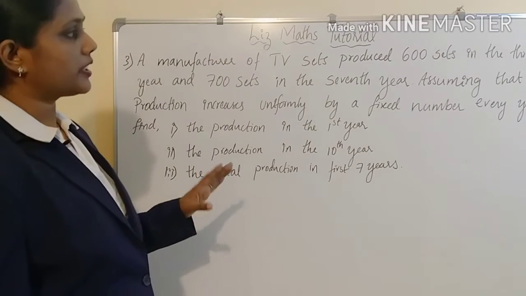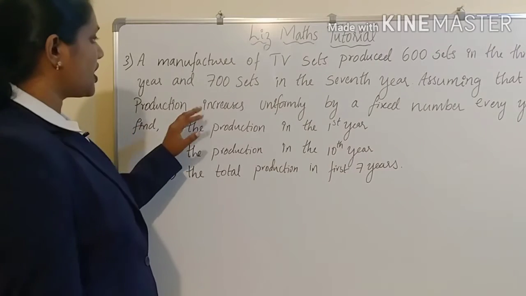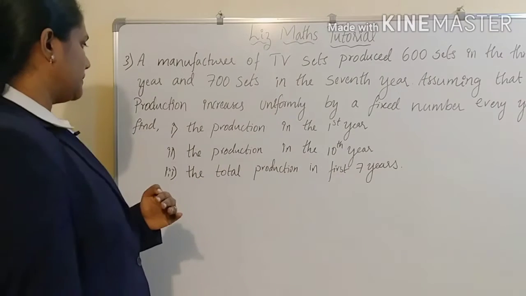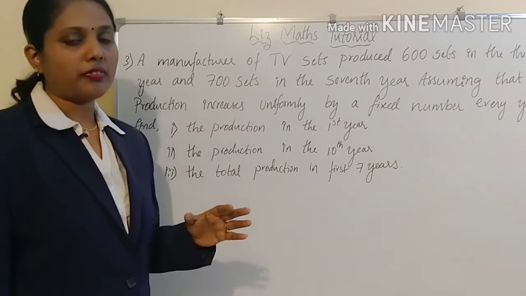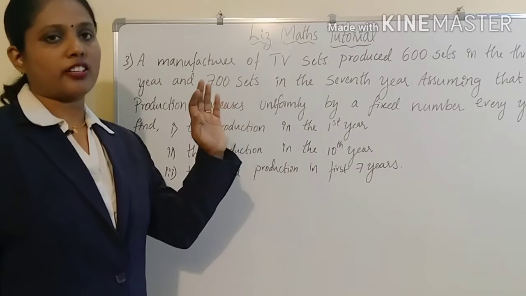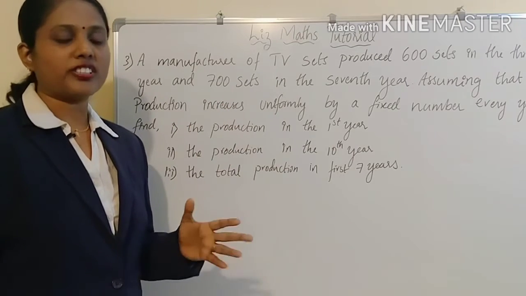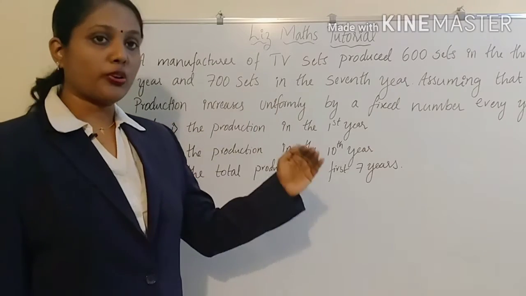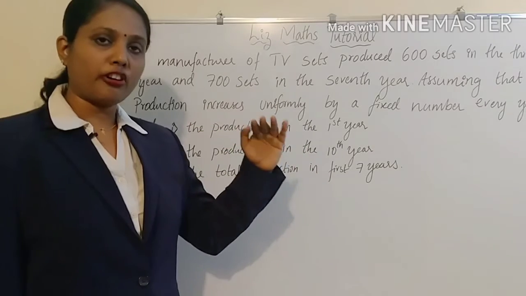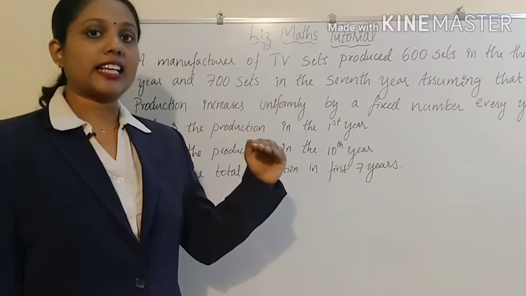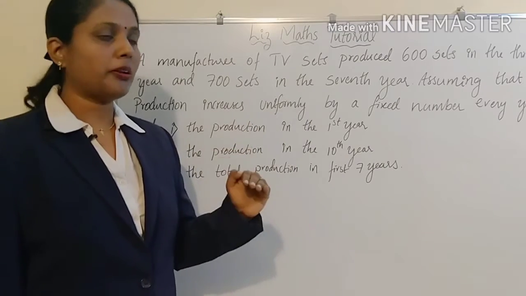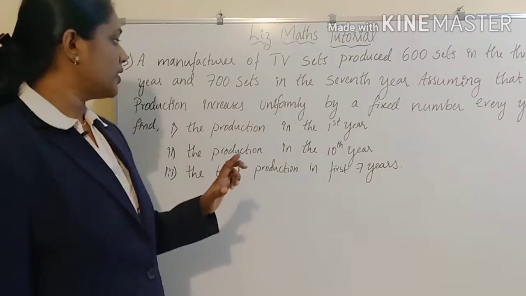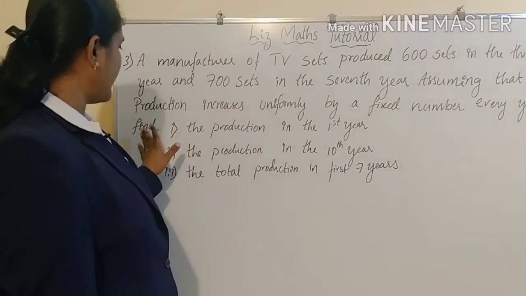So what do you have to do here? Assume that the production increases uniformly by a fixed number every year. So you have to assume that the production will increase. It will not decrease. If it decreases, we cannot say that it's an AP. Uniformly means there is uniformity in the increase, a fixed number every year. Got it? So find what they asked you to find.